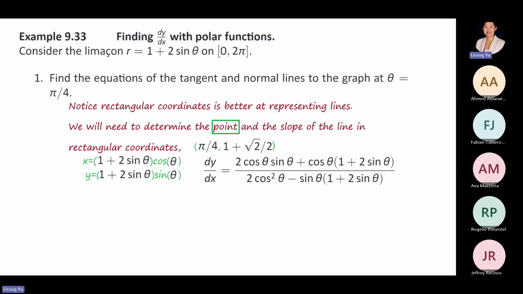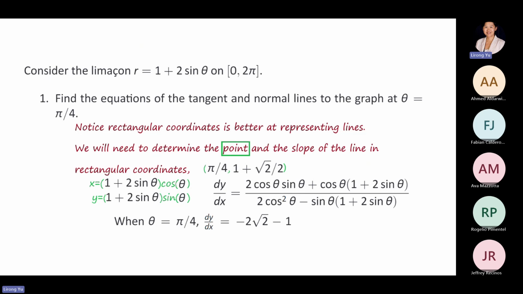Right? So we're going to focus on the point when the angle equals pi over 4. When theta equals pi over 4, dy/dx equals negative 2 root 2 minus 1. So that's going to be the slope of the line. And for the point on the line, we take the radius multiplied by cosine pi over 4 for the x value, and the radius multiplied by sine pi over 4 for the y value.